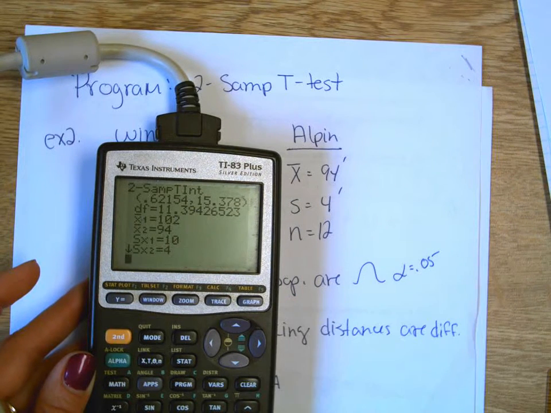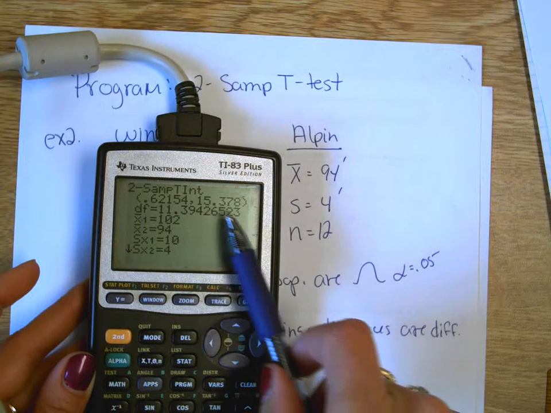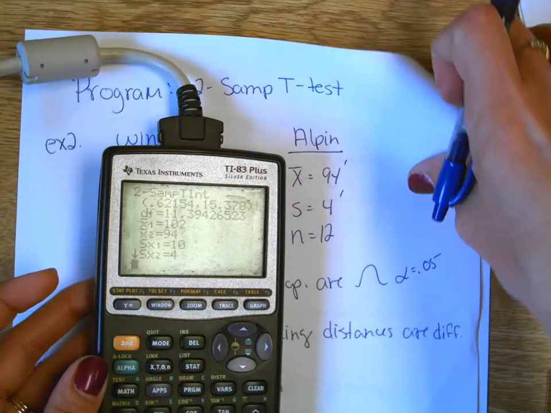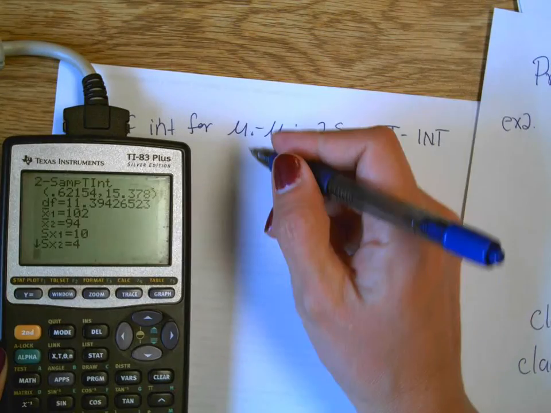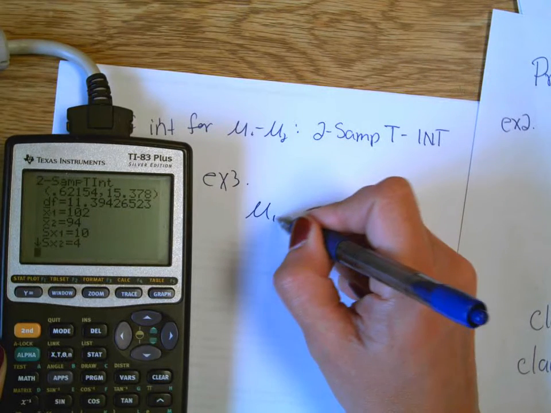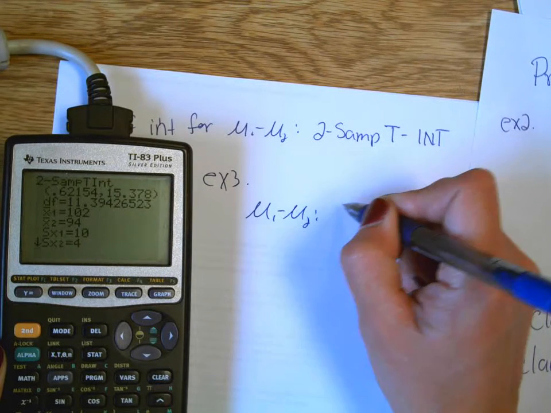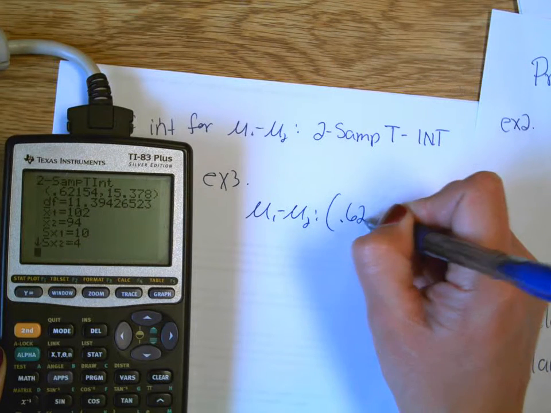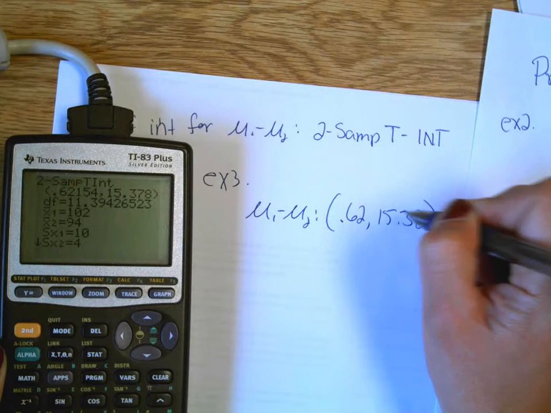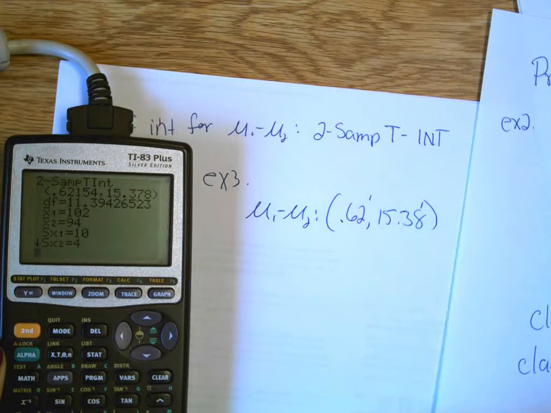So everything's there, it's just knowing what they're asking for. Is this a hypothesis test, or did it ask for a confidence interval? So this will give us the difference between the braking distance of the two tires. Feet. There it is.